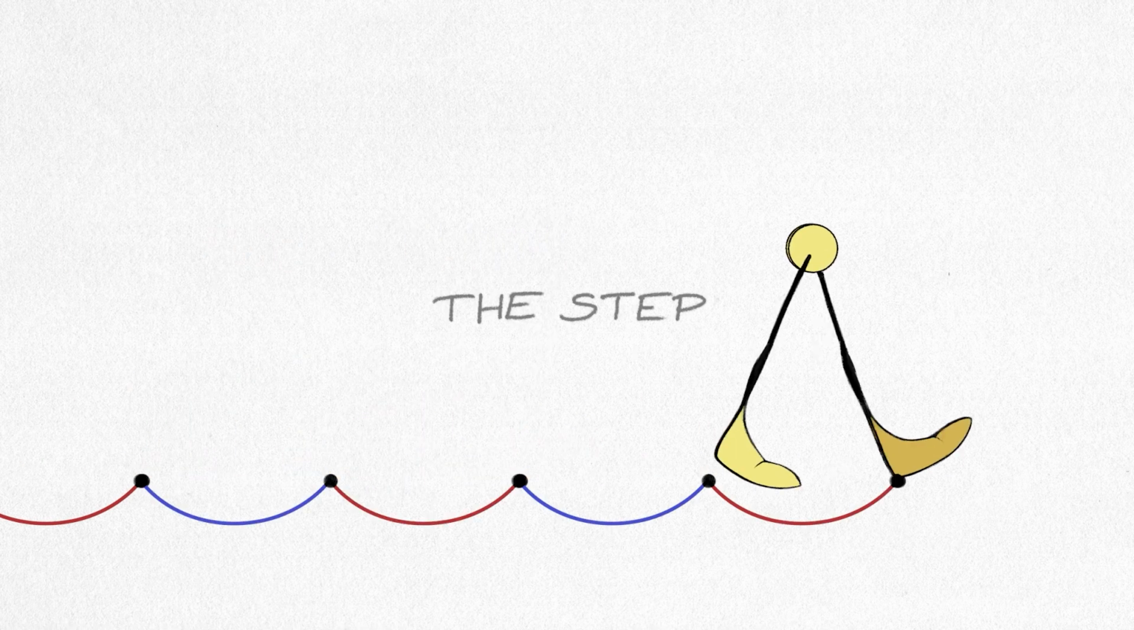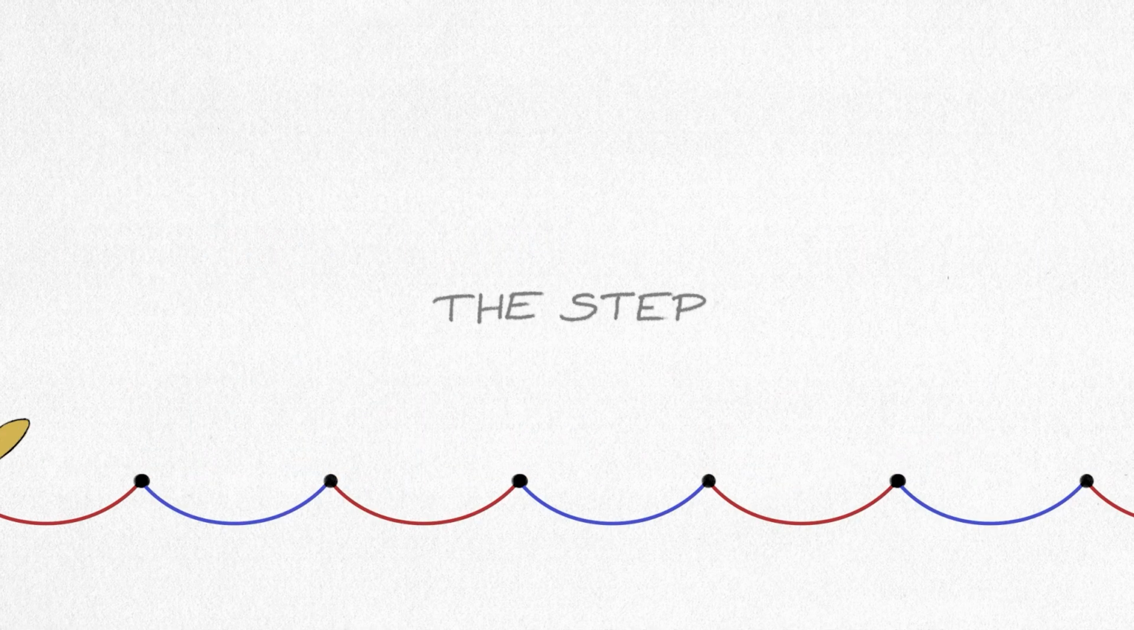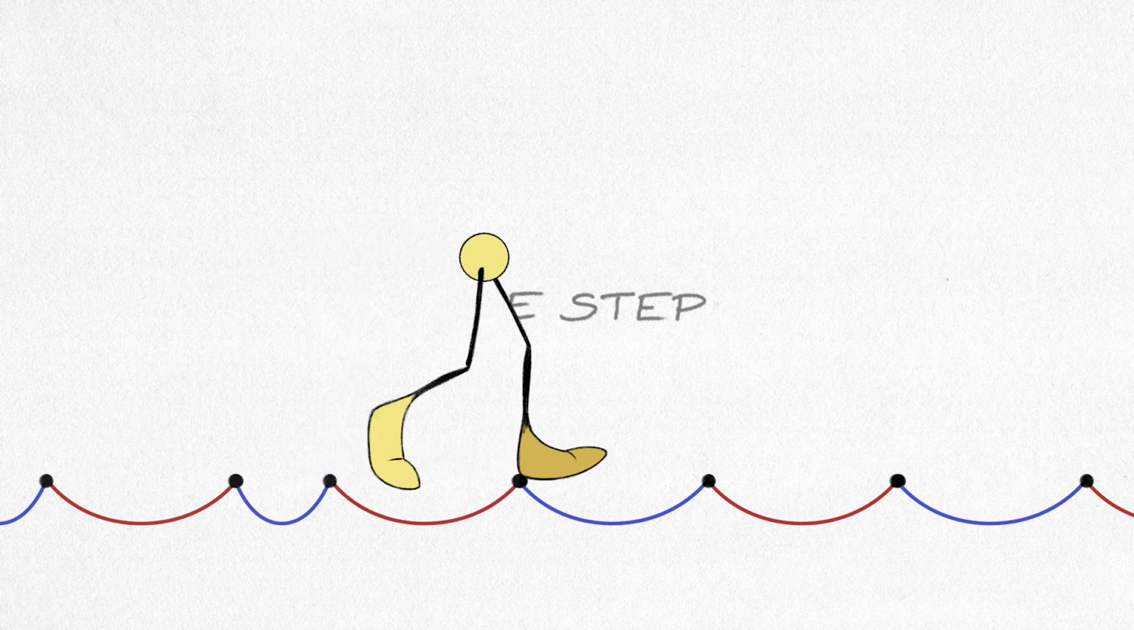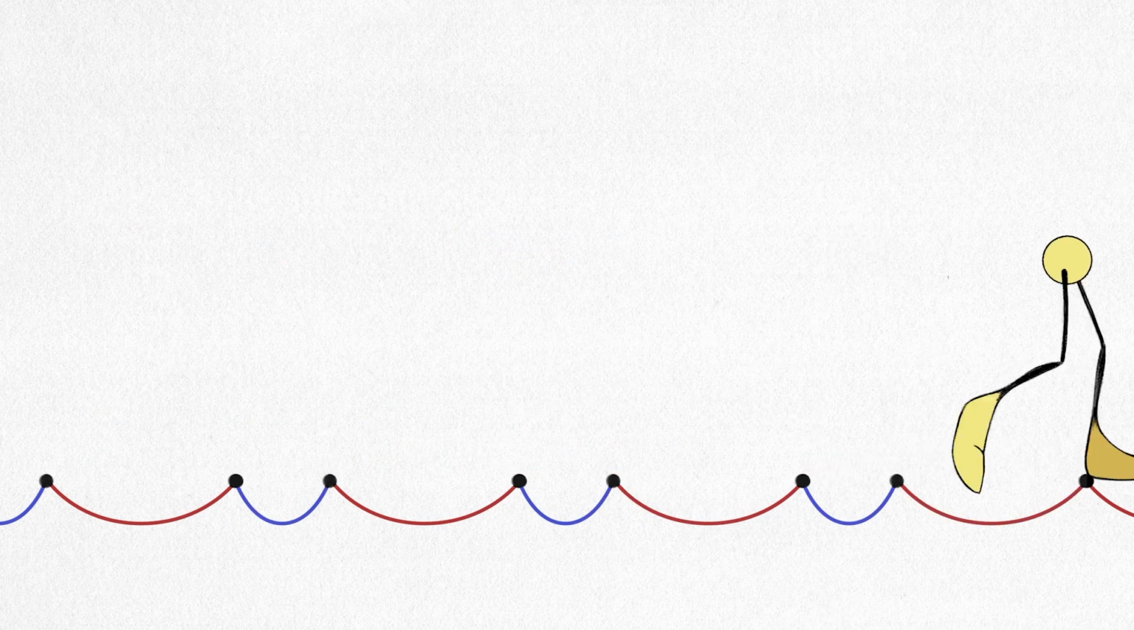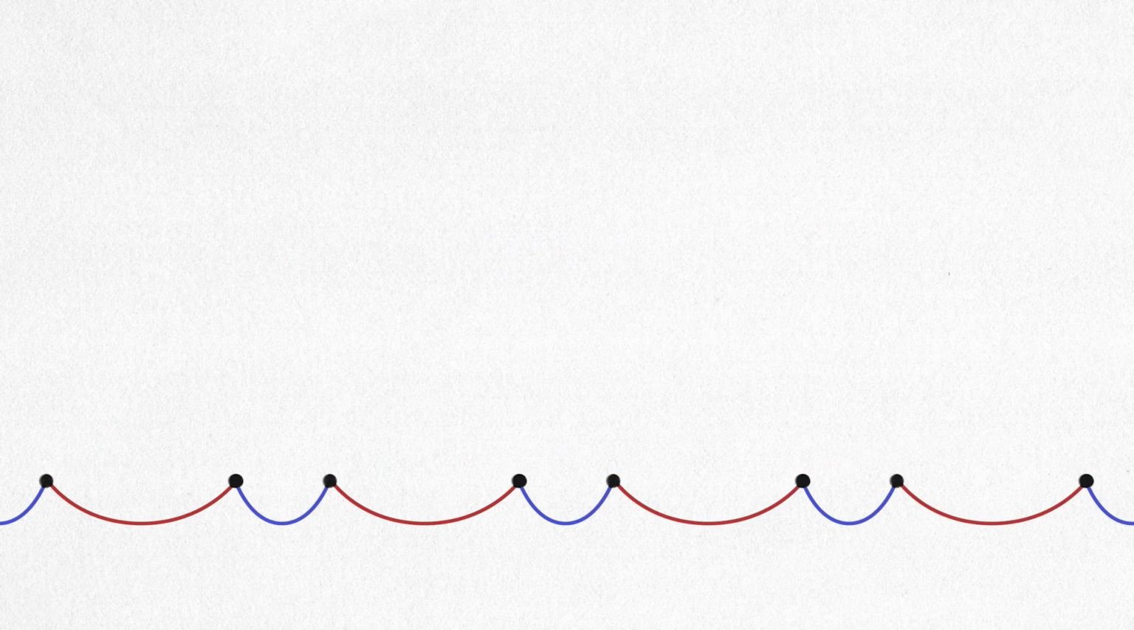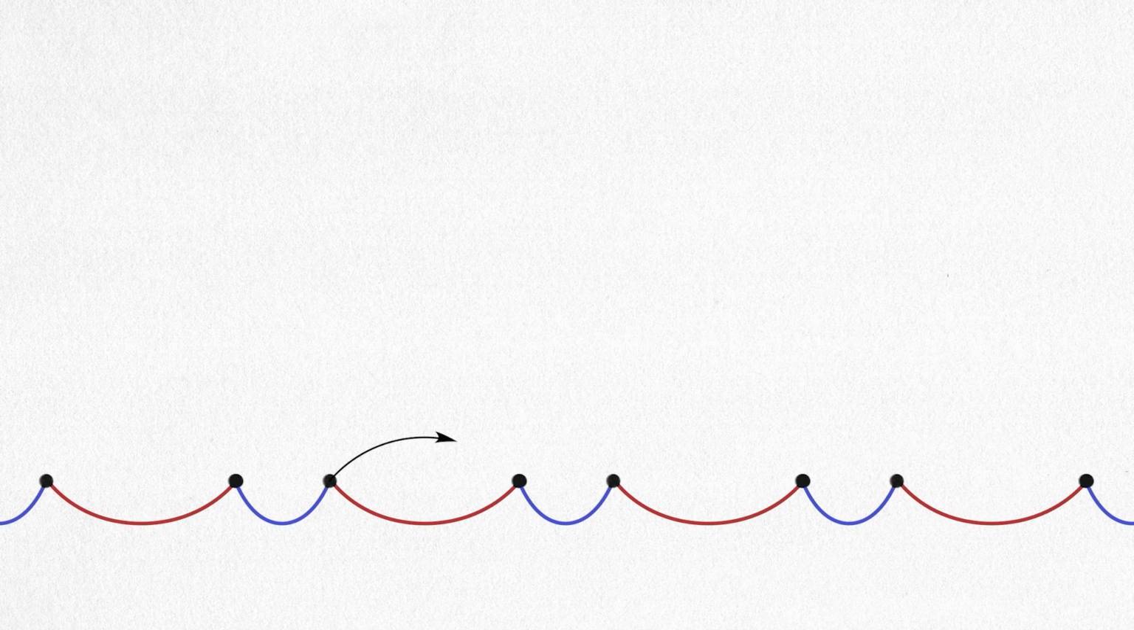A step is the distance between two successive points of support. A biped takes 2 steps per cycle. 2 successive steps are not necessarily equal in length, but the repetition ensures equality every other step. Right to right, left to left.